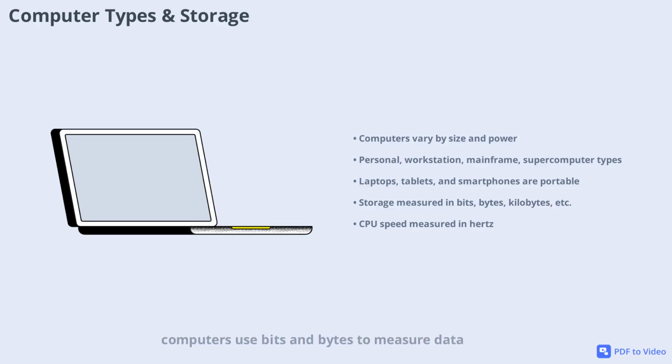Storage is another key aspect. Computers use bits and bytes to measure data, with storage units ranging from kilobytes to terabytes. Speed is measured in hertz, with modern CPUs operating at millions or even billions of cycles per second. Understanding these classifications and measurements helps you choose the right computer for your needs and appreciate the technology behind everyday devices.